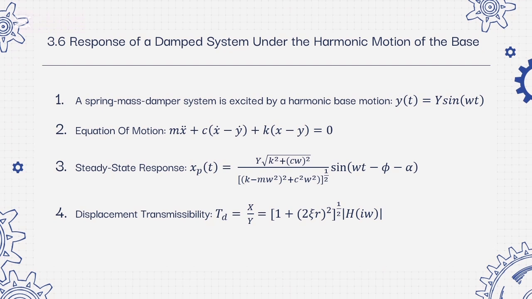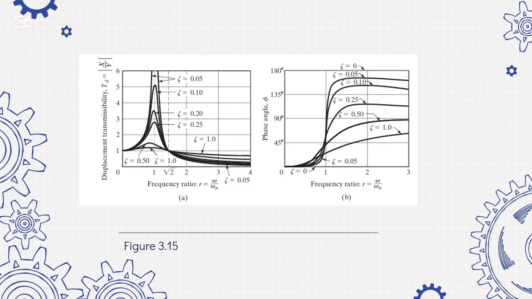As we can see here in figure 3.15, it illustrates the vibration displacement transmissibility and phase angle with respect to the frequency ratio. The left graph, which is A, shows how T_d changes for different damping ratios. At low frequencies it's close to unity, meaning the system follows the base motion. At resonance, the transmissibility can become infinitely large in an undamped system when zeta is equal to 0, but damping reduces the amplification. For frequency ratios greater than the square root of 2, T_d drops below unity, indicating that the system moves less than the base.